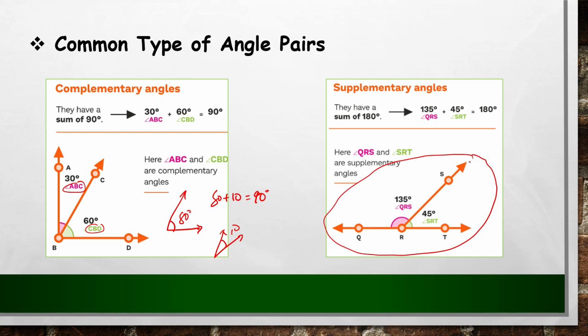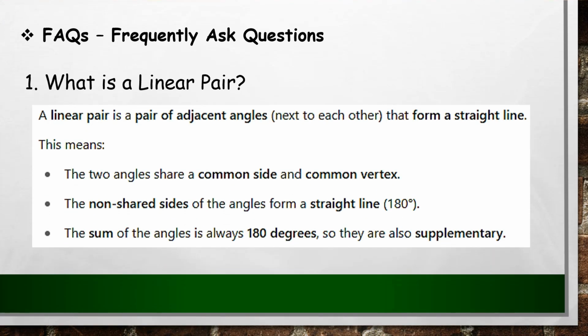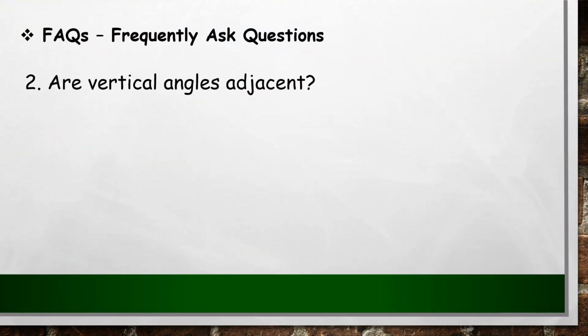Okay, so linear pair: adjacent and then supplementary. Take note of that. But if we're only talking about supplementary angles, it doesn't necessarily mean that they are adjacent. Okay? All right.